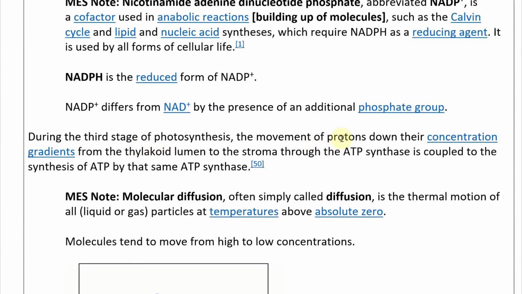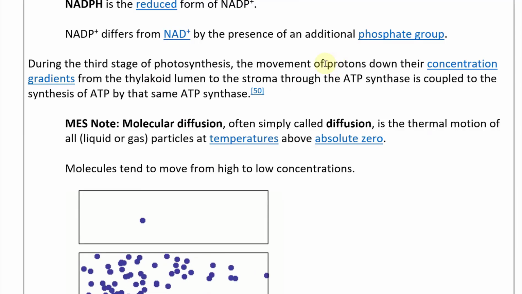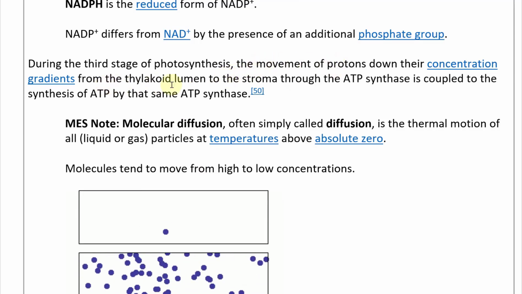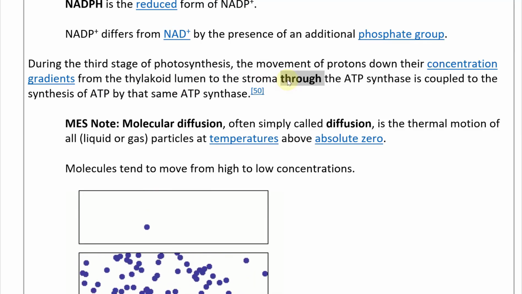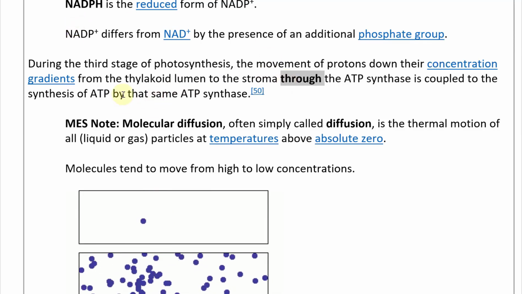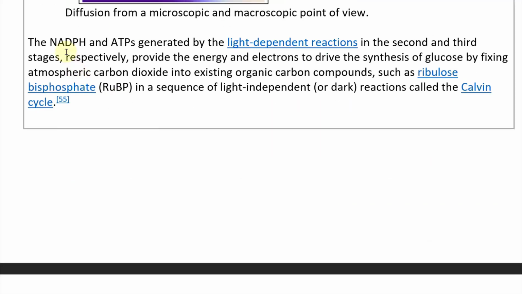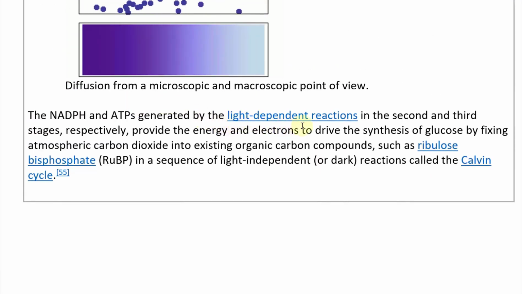That is the movement of protons, which is coupled with the electron movement. The movement of protons down their concentration gradient from the thylakoid lumen to the stroma through the ATP synthase enzyme is coupled to the synthesis of ATP by that same ATP synthase. So you have the protons moving from the lumen to the stroma through, here's a key word, the ATP synthase, and it's coupled to production of ATP. So you have ATP and you have NADPH, and these are generated by light-dependent reactions in the second and third stages, respectively.